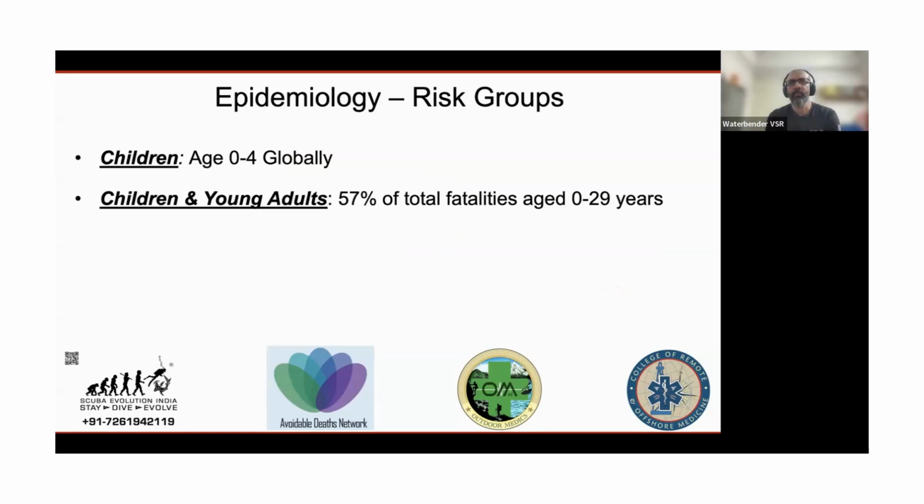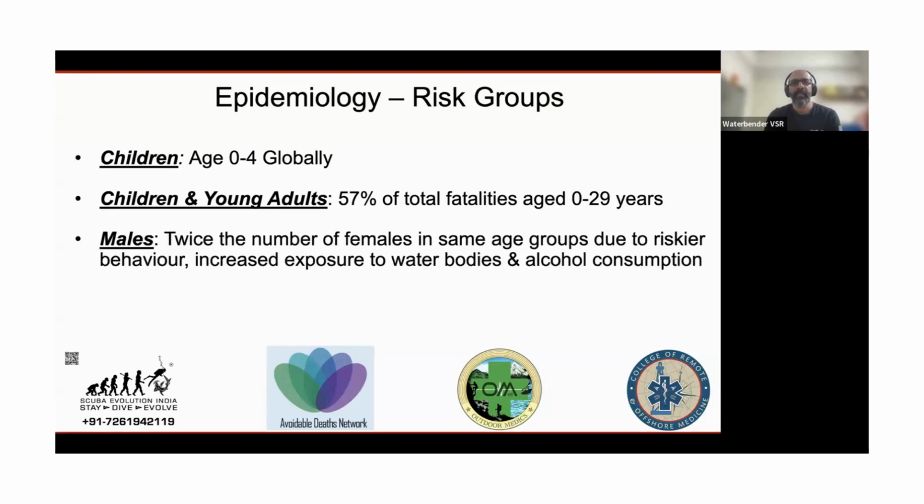Now, the next group, which is risky again, is children plus young adults. So 57% of the total fatalities have been between age 0 to 29. Obviously, the age group 0 to 4 is greatest. So this again shows you that younger people are more inclined to having fatalities near water bodies, which does not mean that you don't go near water bodies. You just have to be careful when you're around them and make sure you take adequate care about flotation devices and such. So we covered males again, primarily because of increased risk of exposure, alcohol, and risky behavior.